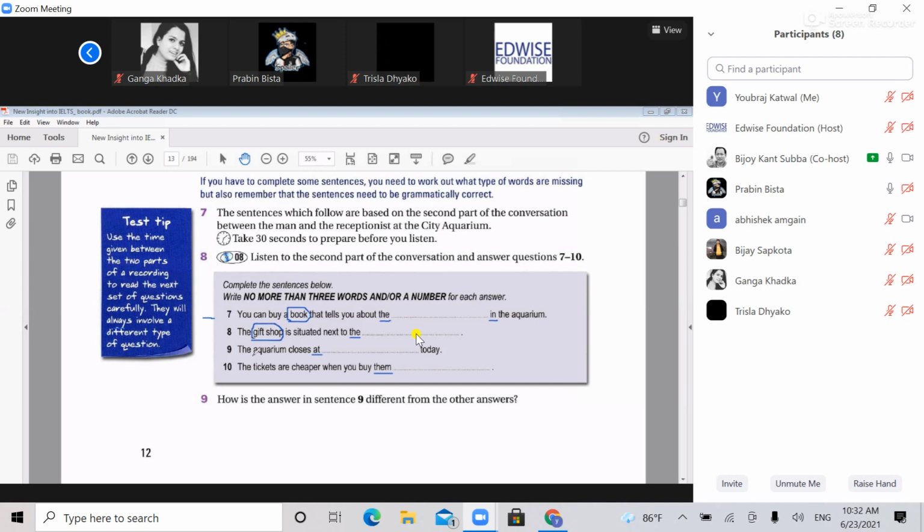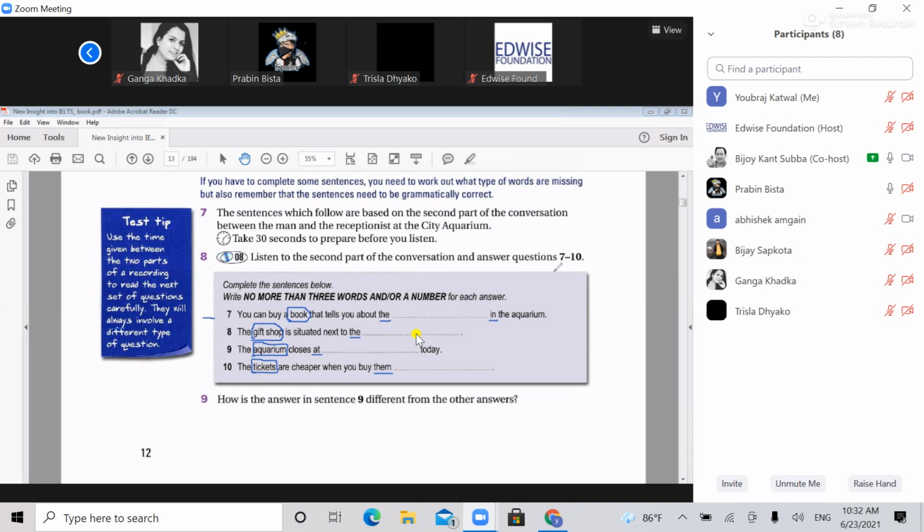Next we have the aquarium. That's another important word that we have here. And then finally we have tickets. And then as you listen, you'll be focusing on these keywords. These are the keywords you must focus on. All right.